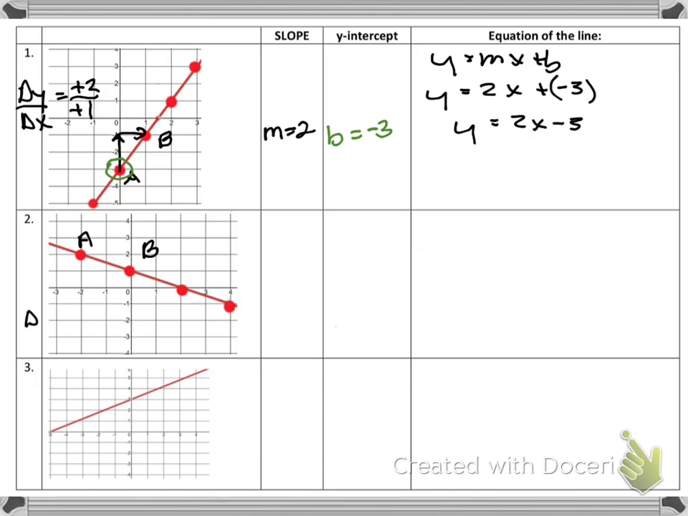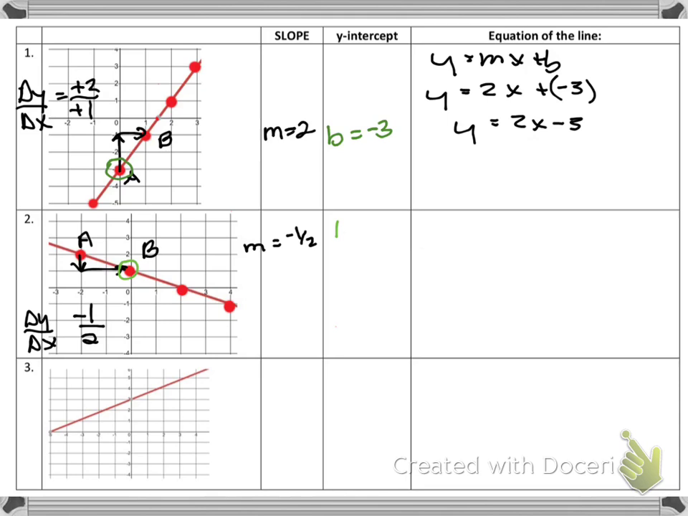So again, our slope is the change in y over the change in x. So to get from A to B, I need to go down 1 unit, that's negative, and then I go to the right 2 units, that's positive. So that means our slope is -1/2. Can you find the y-intercept on this graph?